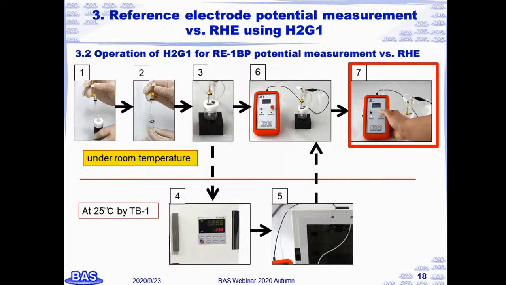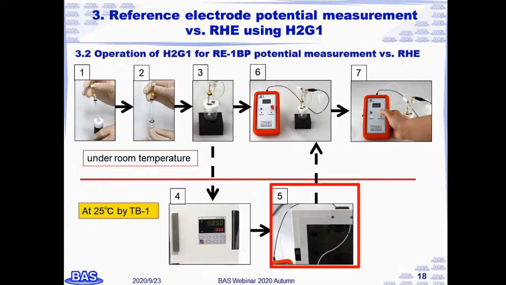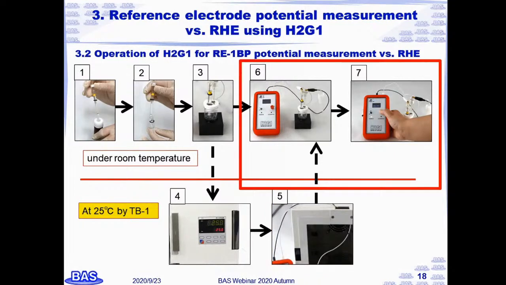Push and hold the button, then potential measurement will start. When you set the temperature at 25 degrees Celsius, plug in the TB1 thermostatic chamber and set the temperature at 25 degrees Celsius. Put the black cable and the white cable through the upper hole of TB1 and seal the hole. And do the same procedure.